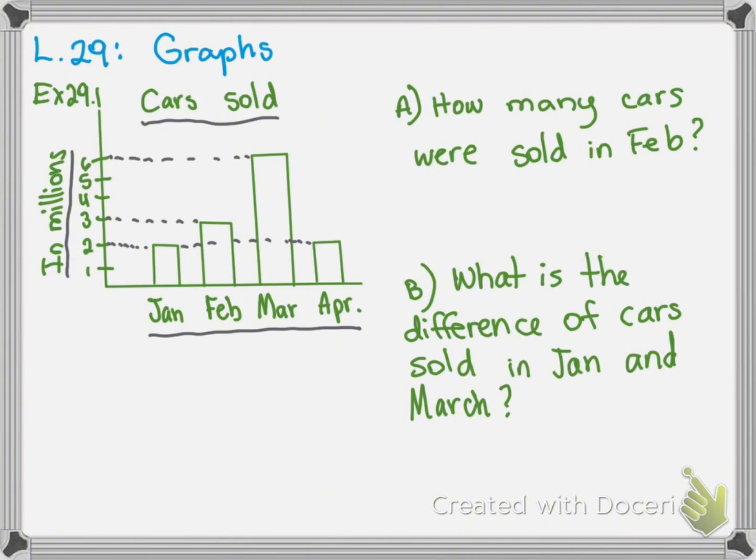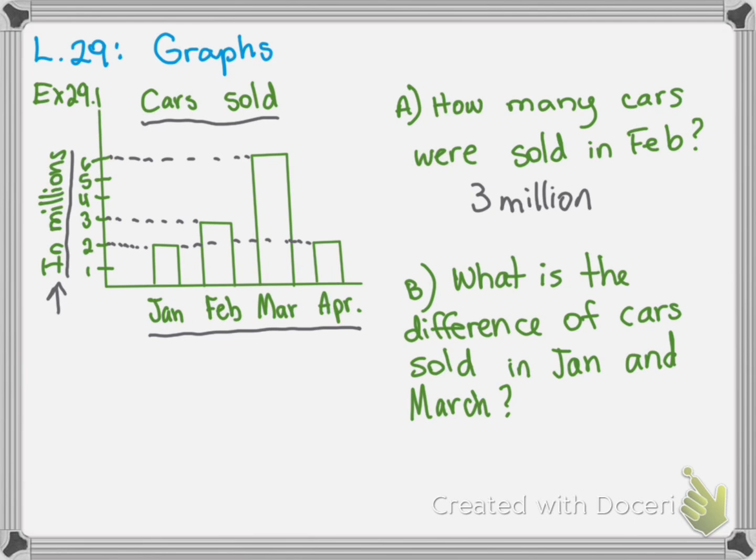So in the first question, it says, how many cars were sold in February? Well, we just look up here in that bar. It tells us that it is 3, so we put 3 million cars. Now we have to realize that here is telling us the units. So it's not just 3 cars, but it's 3 million.